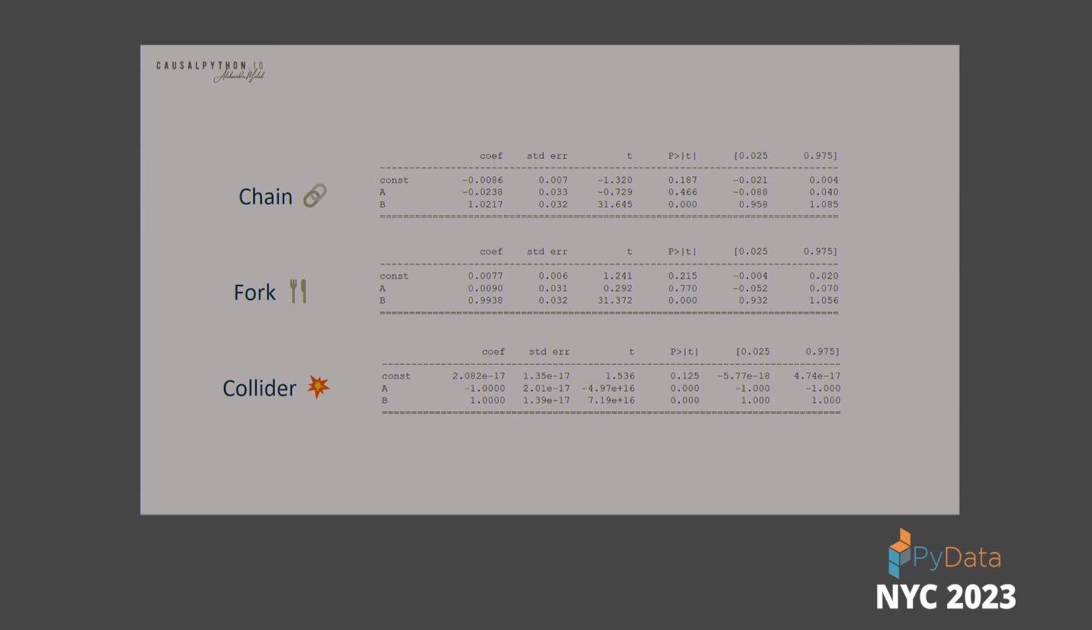And this also translates to statistical properties. So you can see for chains, C is the outcome here in those regressions, and A and B are predictors. If we control for B in the chain, B is a significant predictor of C, but A is not. The same is the case for fork. B is a significant predictor, A not significant. But for collider, although A and C are not causally related, A and C are significantly related.